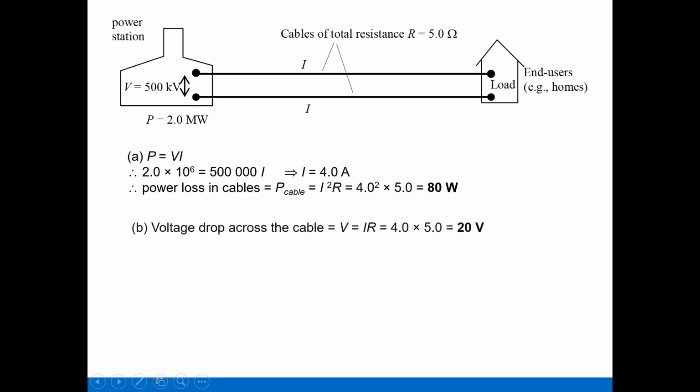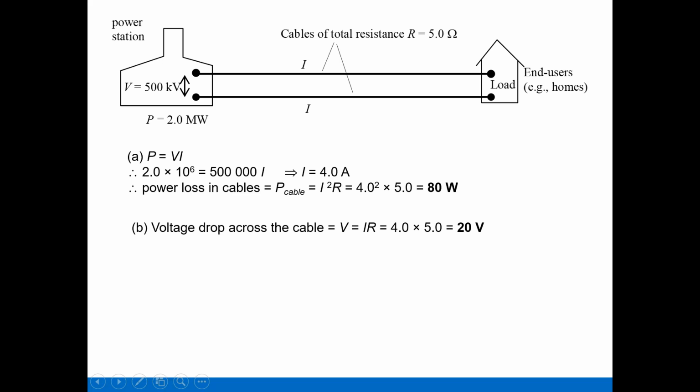Next, there's a voltage drop across the cable. Do note this voltage is not the voltage across the power station. The voltage across the end user is the voltage drop across the wires. So there's a voltage drop of 20 across both wires, which means there's a drop of 10 across the top wire and 10 across the bottom wire.